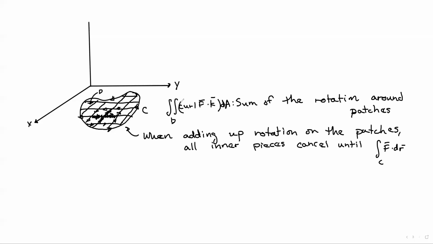It represents a sum. But then if you actually go through and add them up, one at a time, you'll discover, oh, wait, wow, all the inner pieces cancel until you just get the exterior. And so that is why the two would end up being equal.